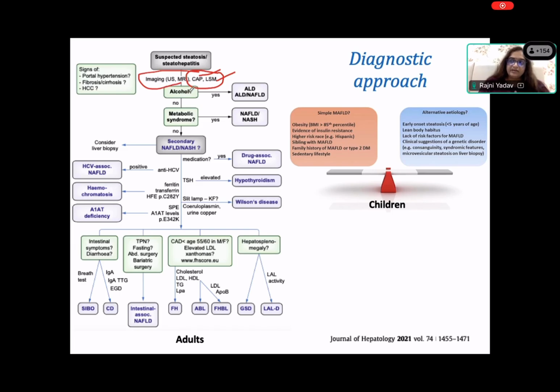Because this non-invasive assessment is available and widely used, now there are cutoffs available for every other disease, and you can actually estimate the amount of the fat and the amount of the fibrosis. Then the alcohol history is very important. So if the patient has an alcohol history, you will consider alcoholic liver disease or a combination. If he says no, there is no such history, then you evaluate for metabolic syndrome. So that will become NAFLD if you get these metabolic risk factors.